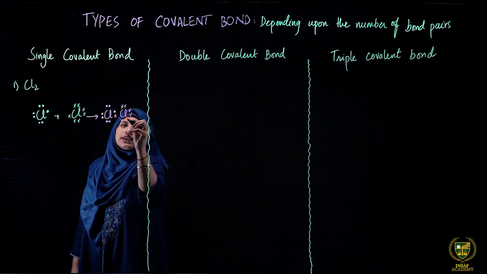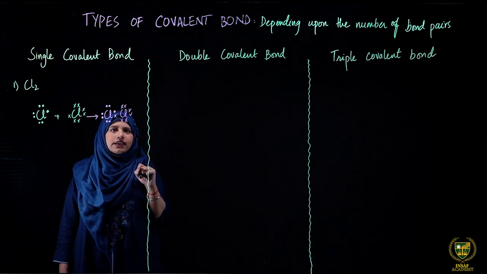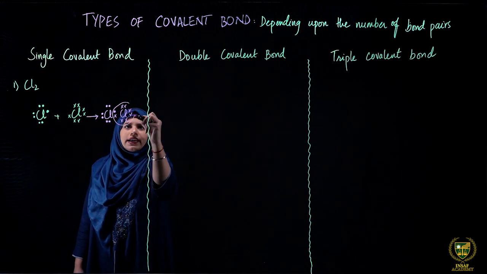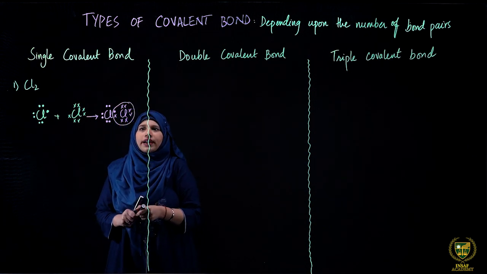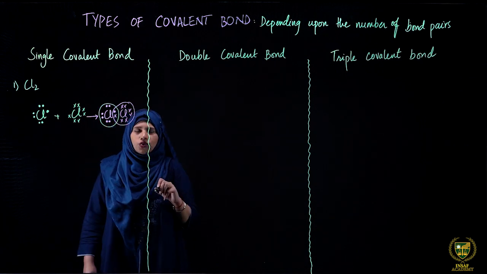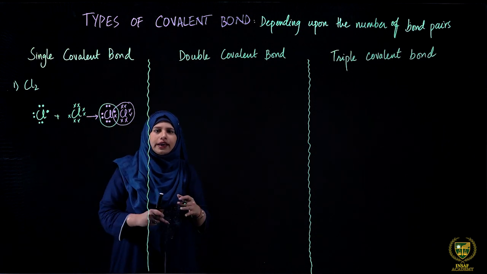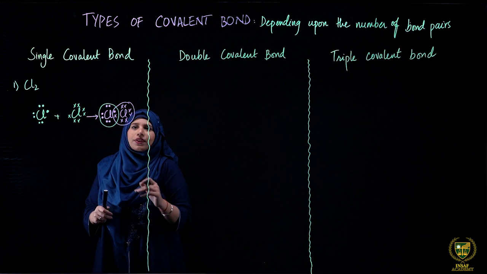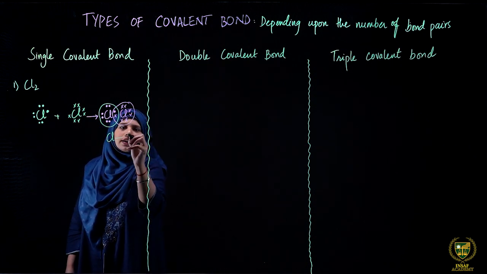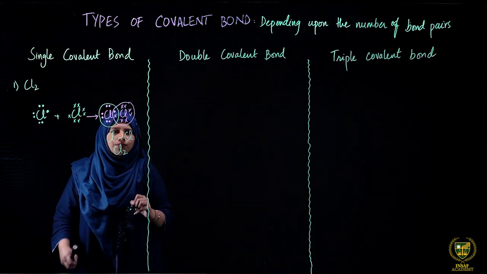Now you can see that both chlorine atoms have 8 electrons in their outermost shell. If you look at this chlorine atom, it has 8 electrons, and this chlorine atom also has 8 electrons. So its electronic configuration is similar to the nearby noble gas. We can show it like this: Cl, single bond, Cl, and we call it Cl2, chlorine molecule.